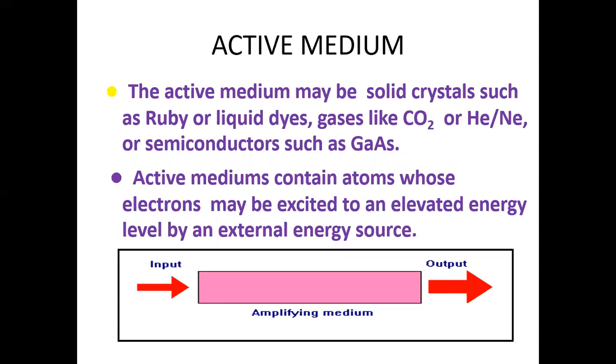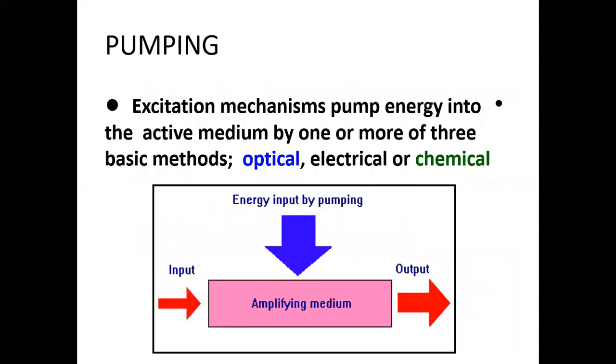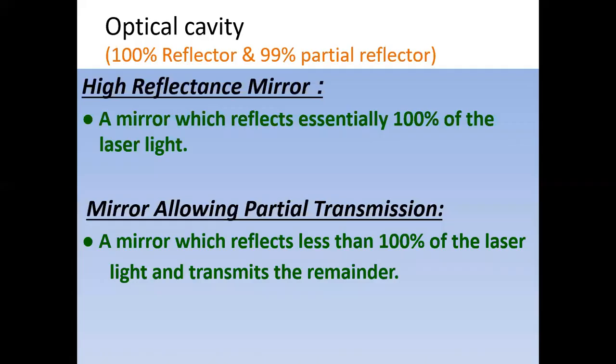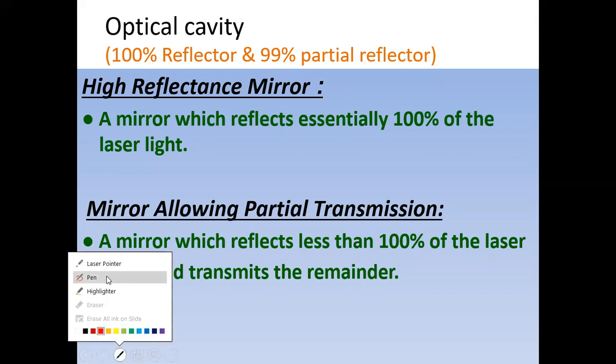We have already discussed what an active medium is. Active medium means the proper material which consists of atoms, ions, or molecules, in liquid, gas, or solid state. Pumping means the external energy source. And the optical cavity consists of two mirrors. One is a highly reflecting mirror, another one is a partially reflecting mirror.